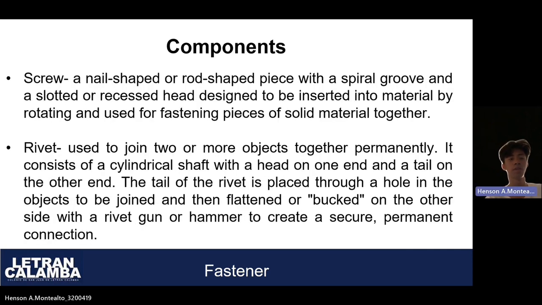And next are the screw and the rivet. A screw has a shaft with a spiral groove and a slotted or recessed head, designed to be inserted into material by rotating. While the rivet is used to join two or more objects together permanently, it consists of a cylindrical shaft with a head on one end and a tail on the other end. The tail of the rivet is placed through a hole in the object to be joined and then flattened or bucked on the other side.